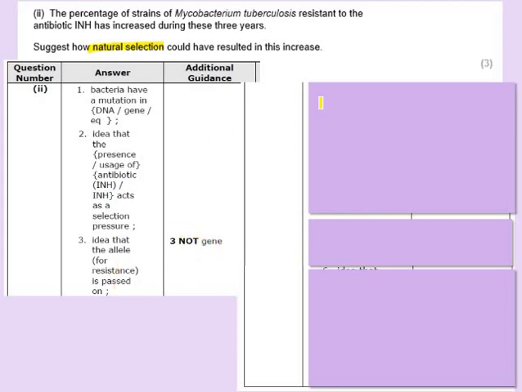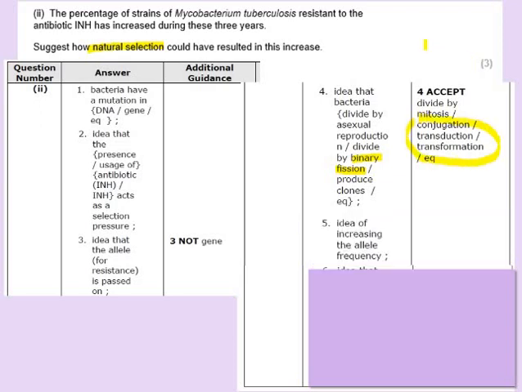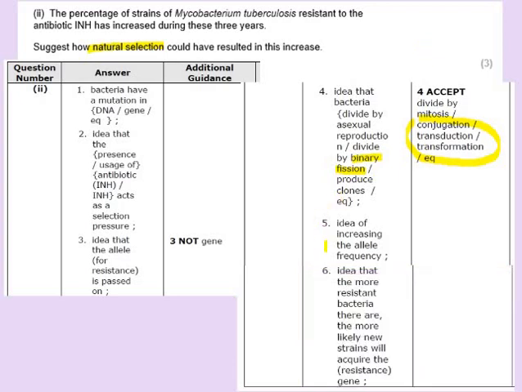Now, you do get a mark if you mention how bacteria reproduce, because it's different for them. For this mark you need to say that they divide by asexual reproduction or binary fission. This is the most correct answer. You would have also gotten that mark if you say that it's mitosis or conjugation or transduction or transformation. These are 3 different ways of bacteria passing on information between each other. The idea of increasing allele frequency, and the idea that the more resistant bacteria there are, the more likely that new strains will acquire their resistance.